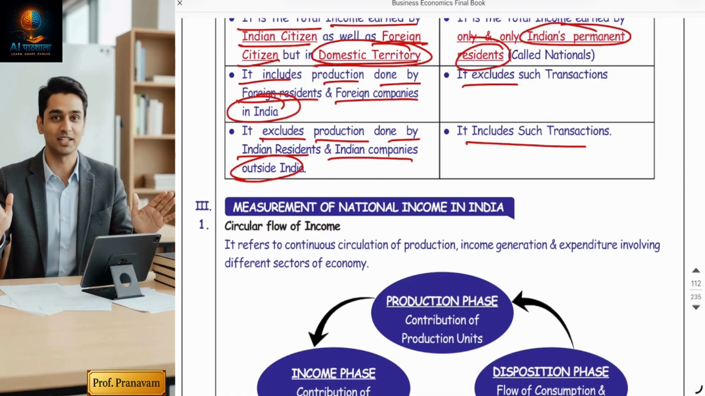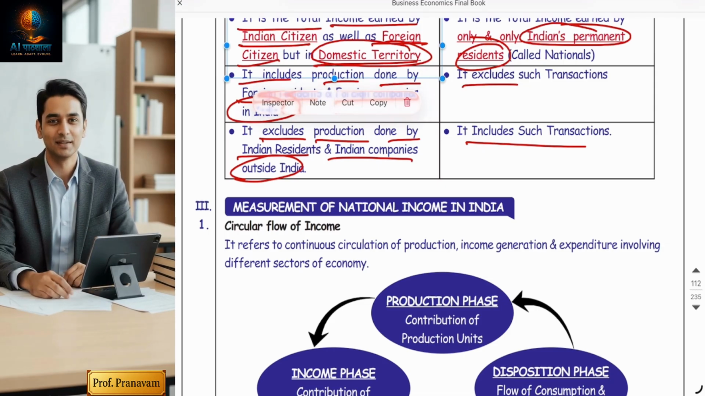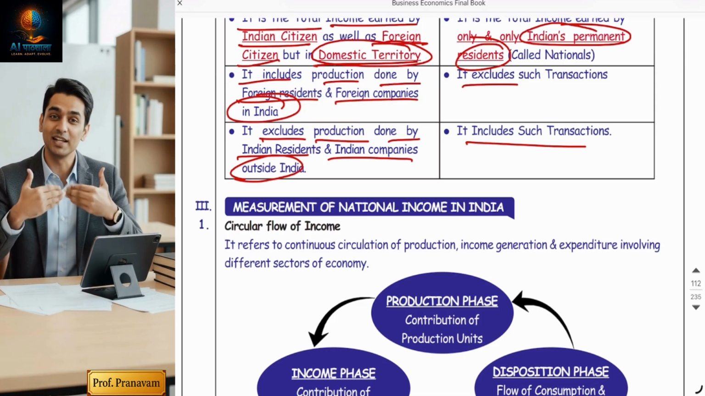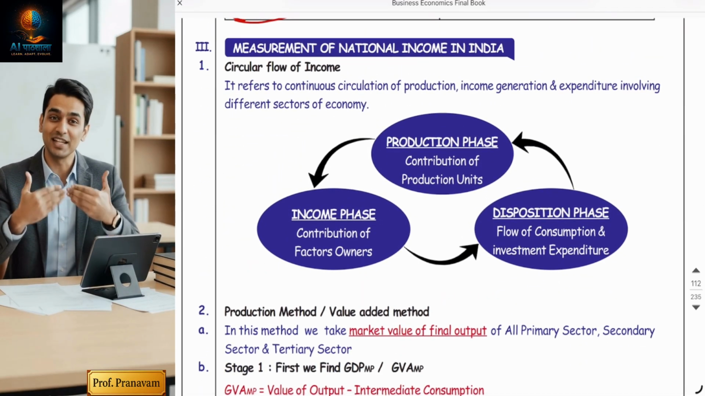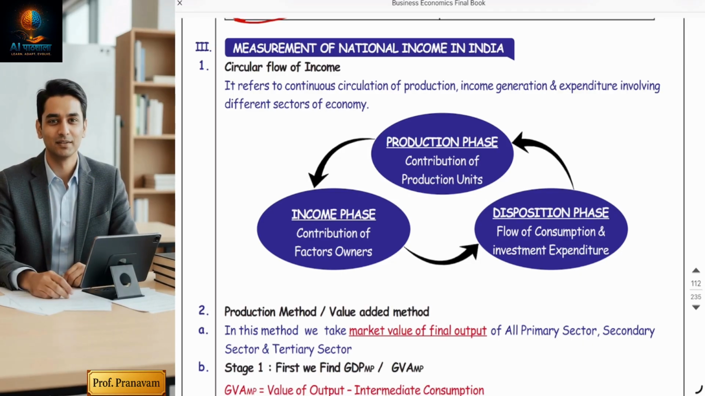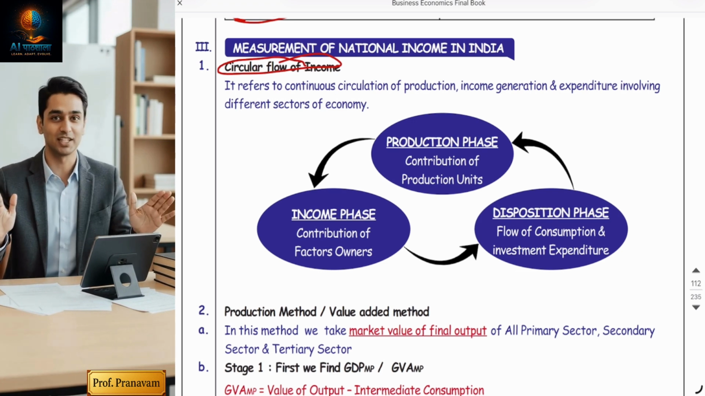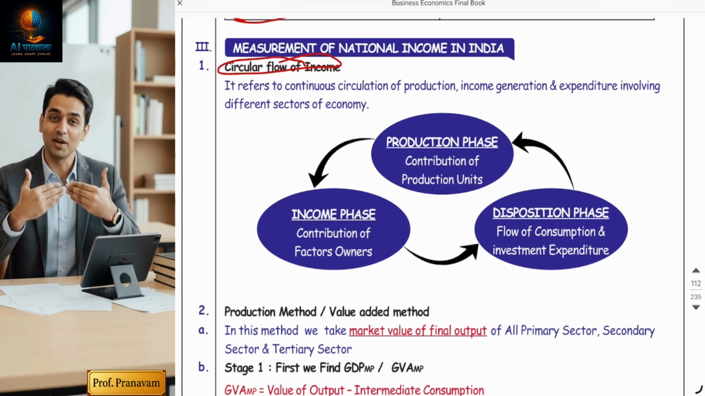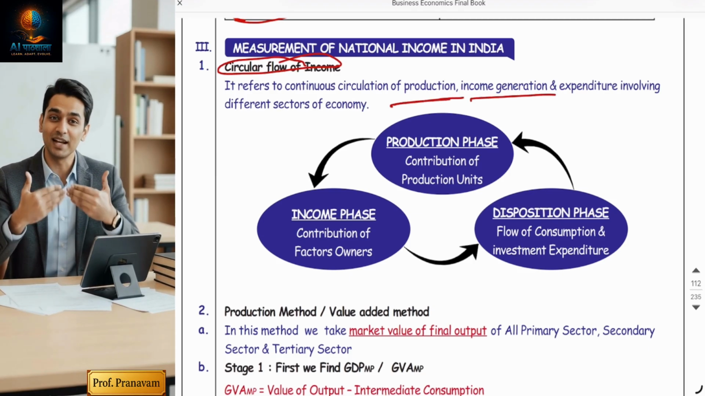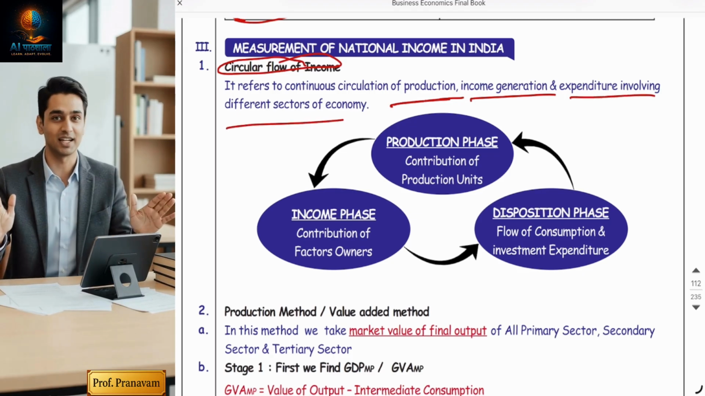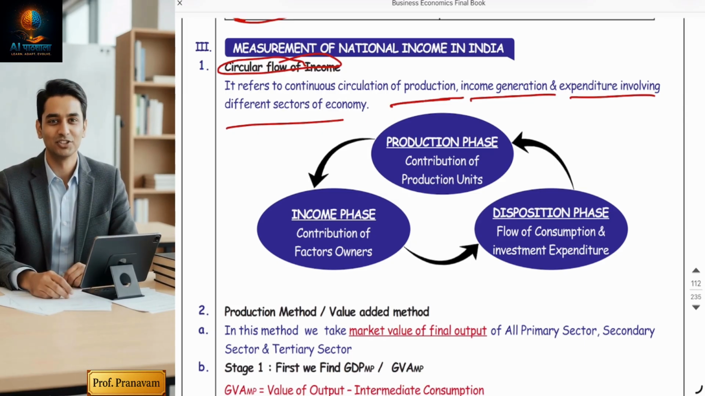So after understanding the basic concepts, let's understand the methods of calculating national income. There are basically three methods to calculate national income, which have been derived from the circular flow of income. Circular flow of income refers to the continuous circulation of production, income generation, and expenditure in different sectors of the economy. Friends, from this circular flow, three methods have been derived.